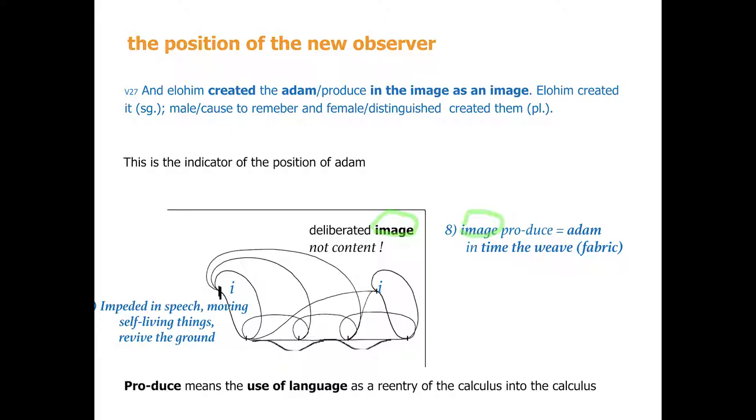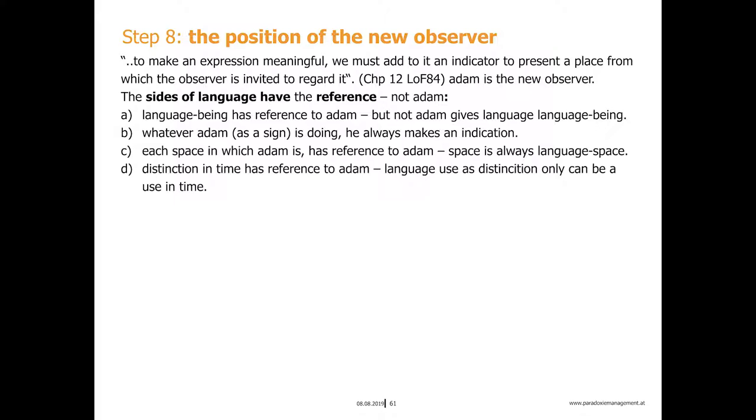It means the sides of language have the reference. Not Adam have the reference. Language being has its reference to Adam, but not Adam gives language its language being. Whatever Adam as a sign is doing, he always makes an indication. Each speech in which Adam is has reference to Adam. Space is always language space.